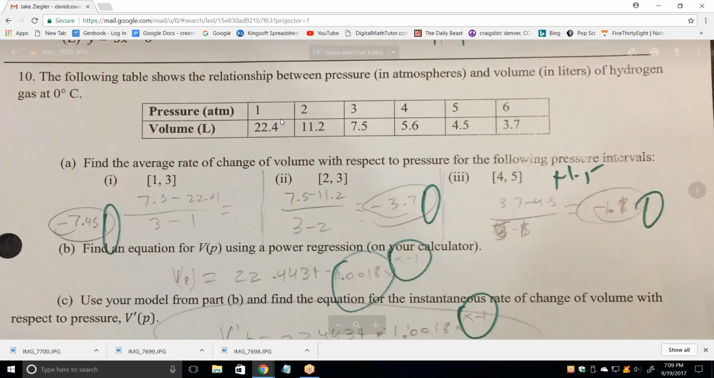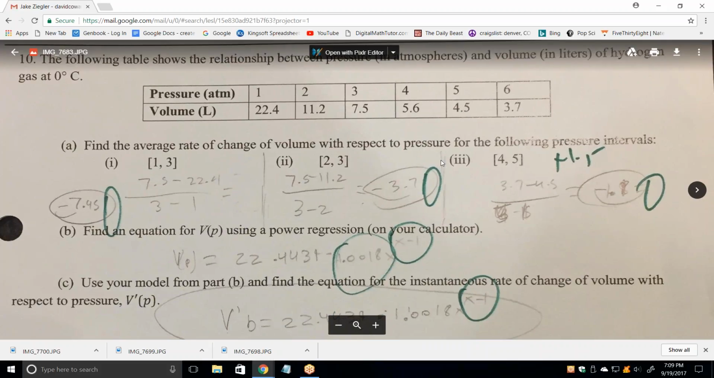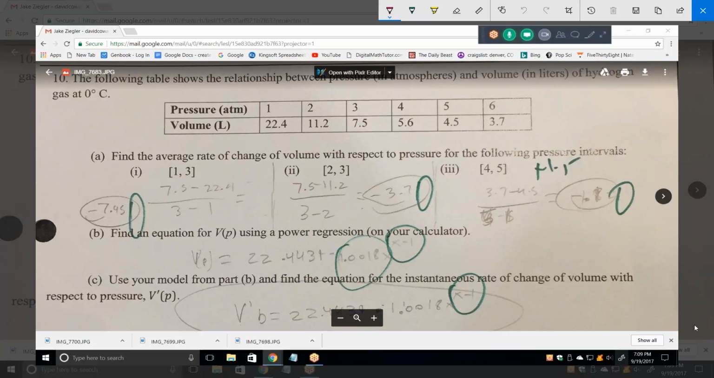Here's the way you can always figure out what the units are. Excuse me, hold on. Usually the top row is the X coordinate, right? That's the Y coordinate. That's the X. That's the Y. The Y is in liters. The X is in atmospheres, or atmospheric units.